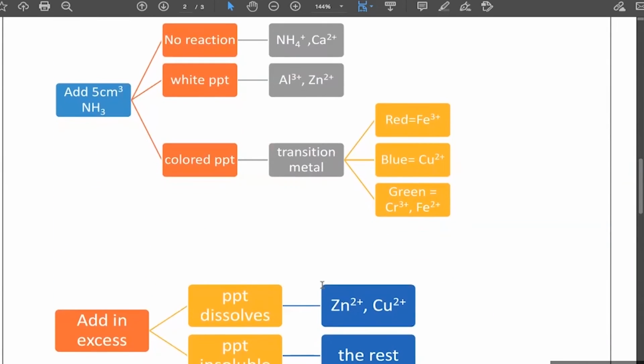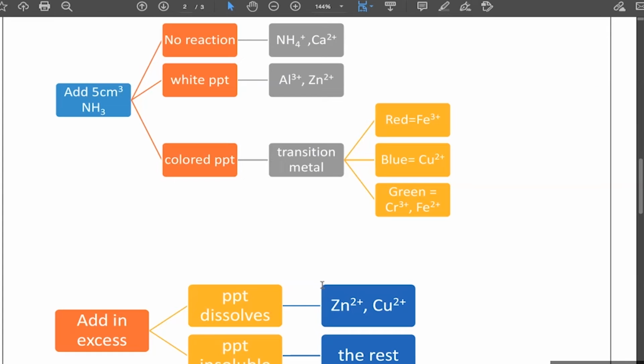So with ammonium hydroxide, we add a few drops of it, and there are three possible cases. We can either get no reaction. Why? Because number one, ammonium hydroxide will not react with the ammonium ion that's already present there. And with calcium hydroxide, even if it reacts, it's possible that calcium will be soluble. You will not see a precipitate. There is no visible change.